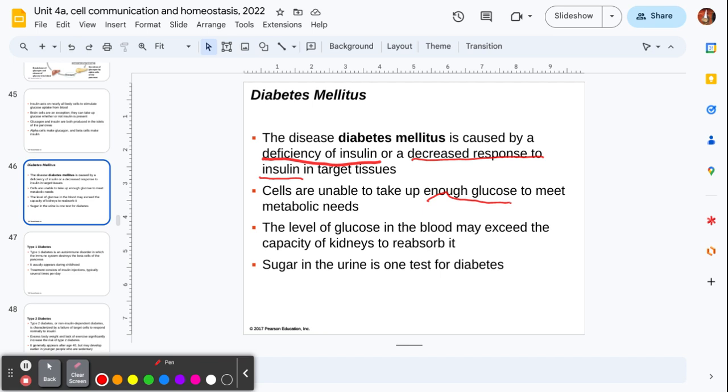That can also affect the kidneys, and when it does, the kidneys can't reabsorb the glucose anymore. There's too much glucose in the urine, and so you can test the urine for sugar, and if you find it's elevated, that's a classic symptom of diabetes.